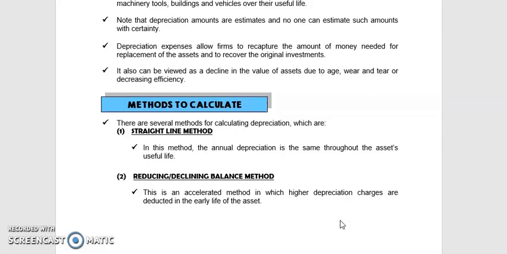But in the reducing balance method, if the first year it depreciates by 1,000, the second year is not 1,000. The second year will be based on the declining or reducing amount. Later we will see examples on how to calculate depreciation using these two methods.